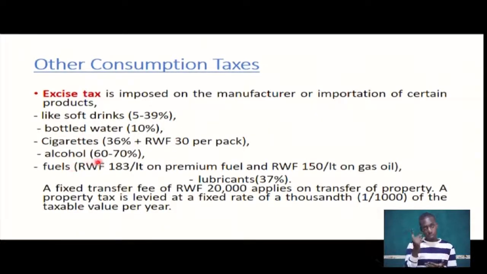And also we have alcohol. It's between 60 and 70%. That's the tax you need to pay on the things you've taken to the people. And we have fuels: all premium fuels, gas, oil, and lubricants at 37%. A fixed transfer fee of 20% applies on transfer of property. A property tax is levied at a fixed rate per 1,000 of the taxable value for years.